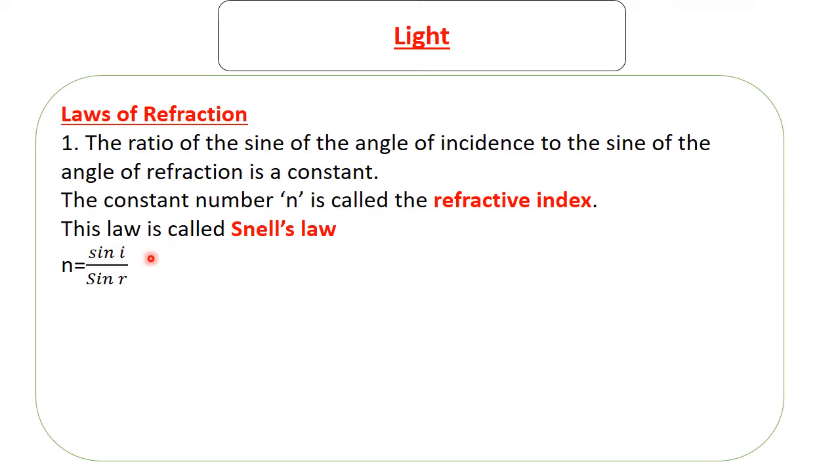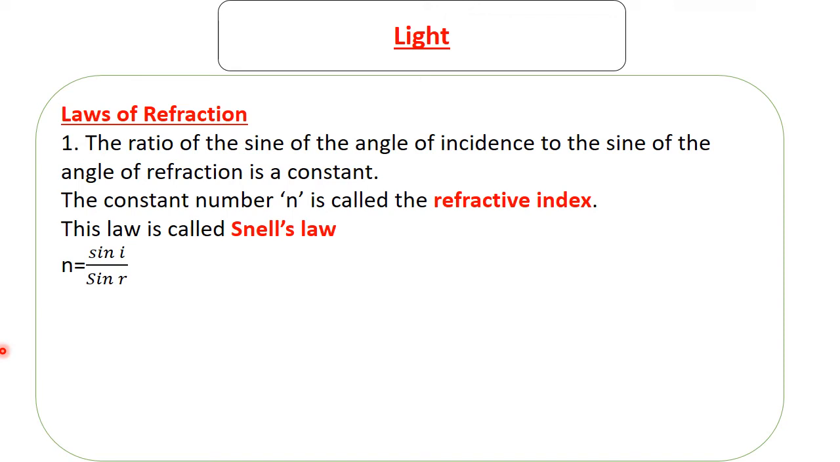What does sine mean? Sine is a mathematical function which you can punch on a calculator. When you want to find sine of the angle of incidence, you have to get the angle of incidence. Let's say it's 45 degrees. You press sine on the calculator and 45. Then you press equals, and it will give you a number. That's the answer to sine of the angle of incidence. So sine of incidence over sine of refraction is always constant for two given media. For example, the refractive index of air and water is always the same. This is the first law.